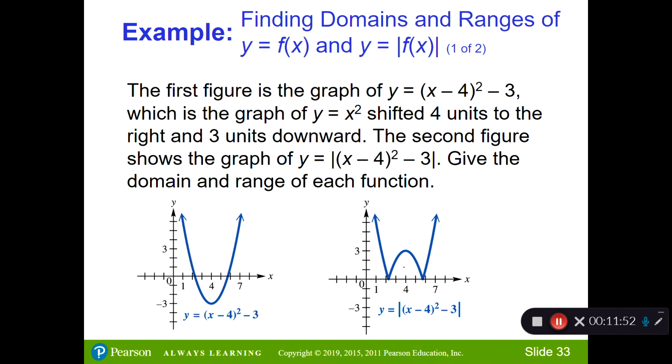across the x-axis. Now, with an absolute value, remember your range is just positive values, 0 to infinity. So it's going to flip the range up to 0 to infinity instead of being down here at -3 to infinity like it is on the original function.